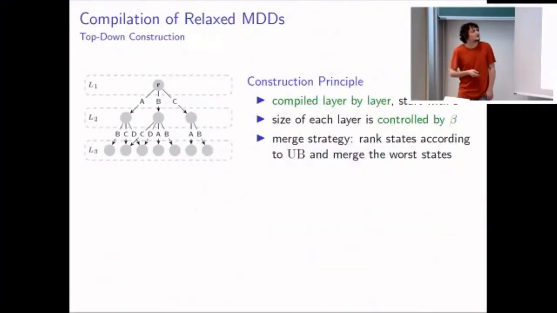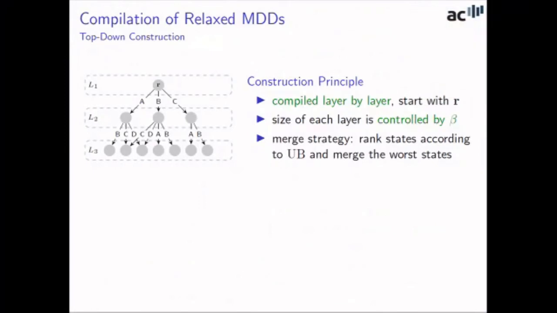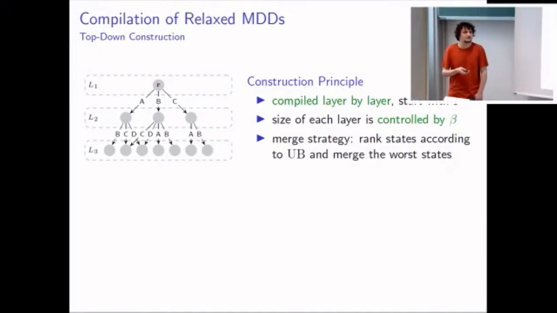Now, a traditional method to compile such relaxed decision diagrams is the top-down construction method. Here, the principle is that we compile the decision diagram layer by layer, starting with the root node, and the size of each layer is controlled by a maximum width, which we call beta. If the current layer exceeds this maximum width, we rank all nodes according to a heuristic function. In our case, we use a fast-to-calculate upper bound function for the LCS problem, and then we merge the worst ranked nodes.